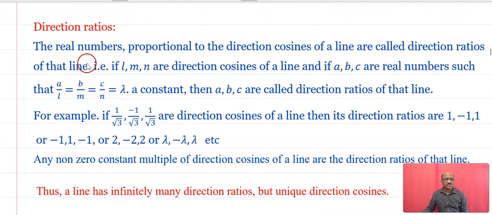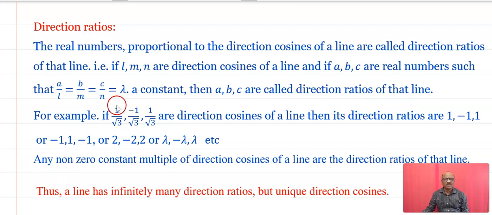Now the direction ratios. Real numbers proportional to the direction cosines of a line are called the direction ratios of that line. That is, if l, m, n are the direction cosines of a line, and if a, b, c are real numbers such that a upon l is equal to b upon m is equal to c upon n, which equals lambda, a constant, okay, lambda is a constant, then a, b, c are called the direction ratios of that line.